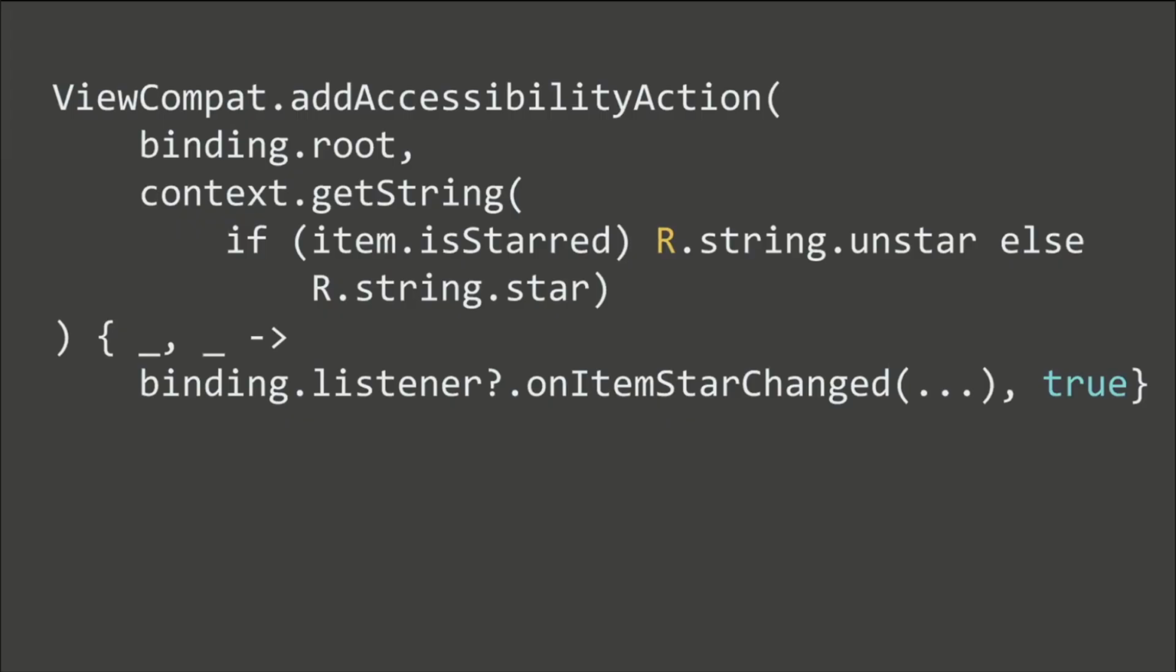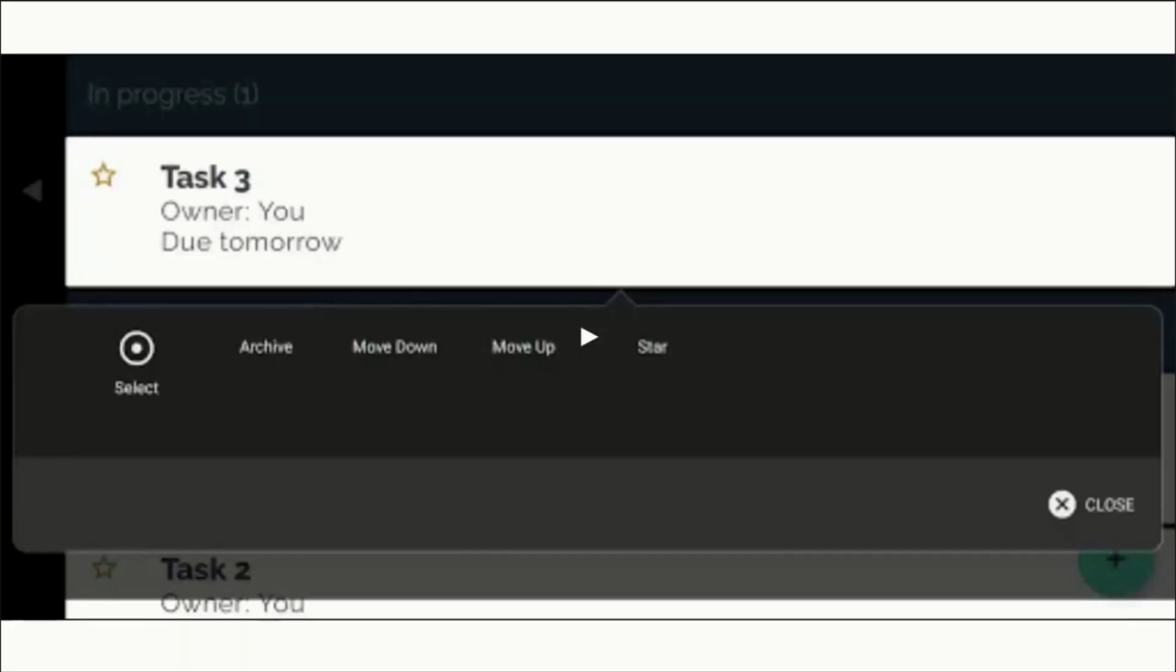And at this point, this should just work. So what's going to happen now is when you're at switch access, it's not going to focus on the stars. It's going to focus on the whole view. And it's going to then give you, as you can even see from the screenshot, the actions that are available: archive, move down, move up, and now star. If you had edit, share, mark important, whatever, those will also show up here.